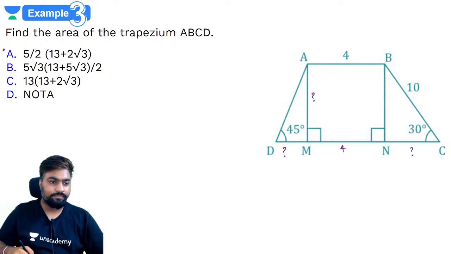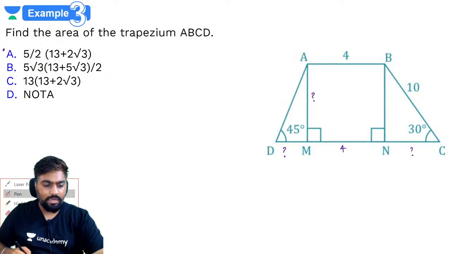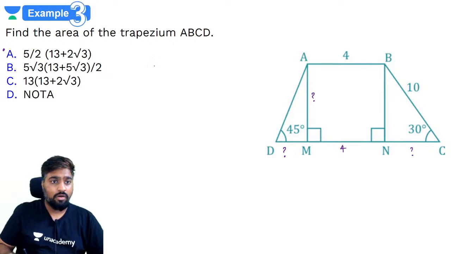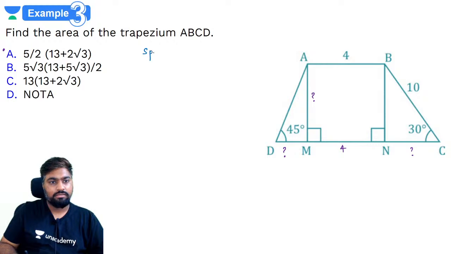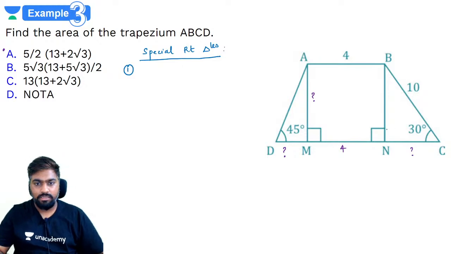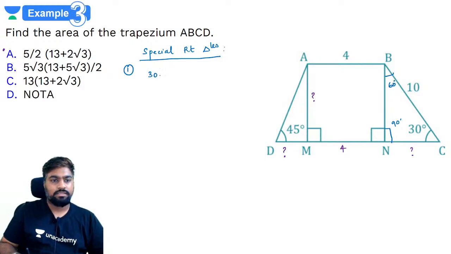Let's start. How many of you are aware of special right triangles? Special right triangles. The first one we are looking at is this. Look at this. This is 90, this is 90, this is 30, so this will be 60, correct? This is a 30, 60, 90 right triangle.